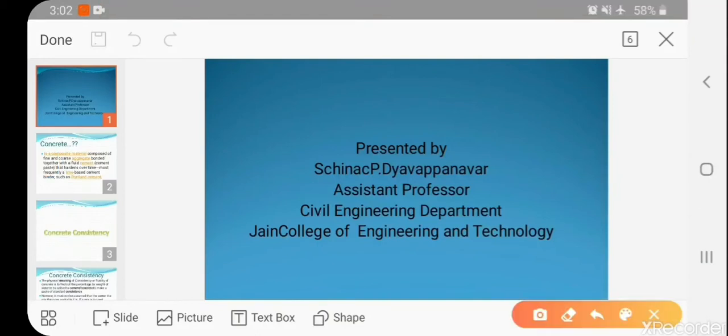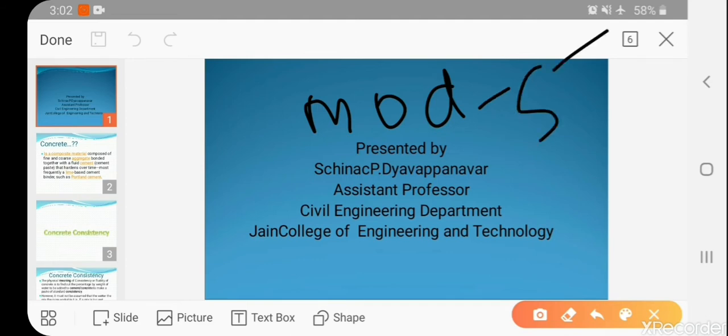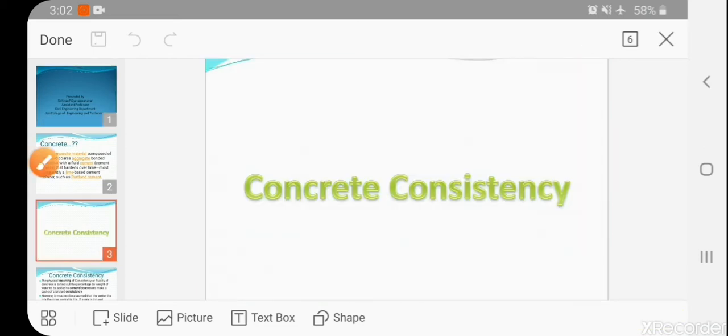I am continuing the topic concrete technology, that is module 5. Here we are discussing the different types of concrete, special concrete, and what are the applications of special concretes, what are the mix designs, and what are the tests conducted on special concrete. So, next we'll go one by one.